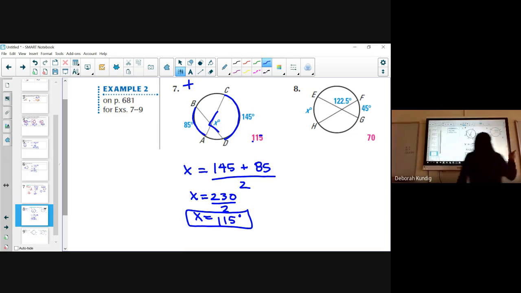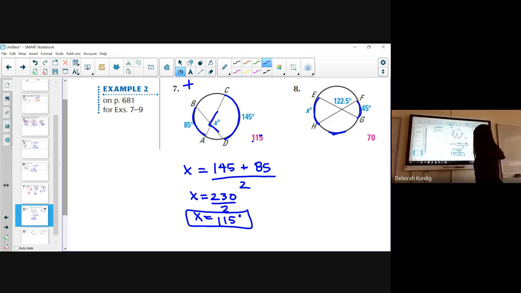Okay, now this one is a little bit different. Notice that the arc X and the arc 45 are here, and then I'm given this angle. But this angle goes with this arc and this arc, so I can't use this angle measure. You've got to be careful with those problems where the angle is not with its chords. We need an angle here or here.